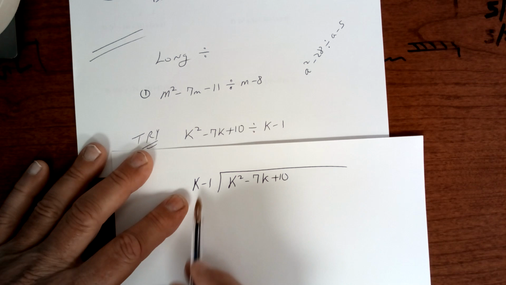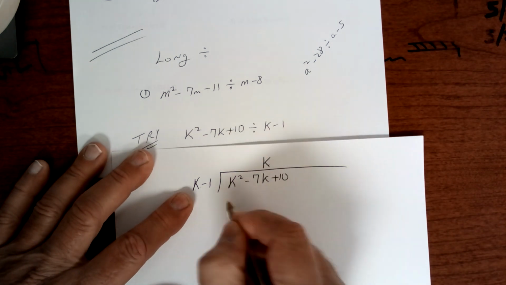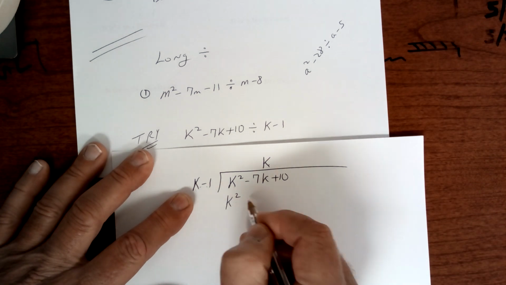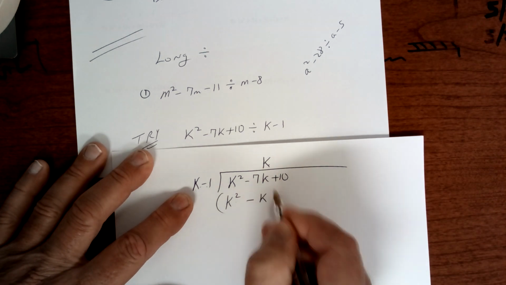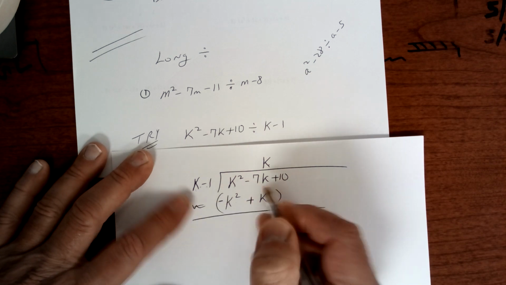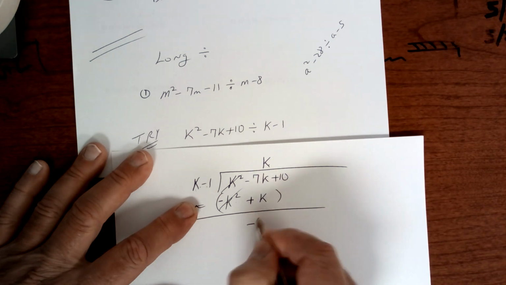K goes into k squared, k times. K times k is k squared. It should be the same. And then k times 1 is negative k. Now subtract. When you subtract, you get this. That changes or reduces out, and this gives you a negative 6k plus 10.